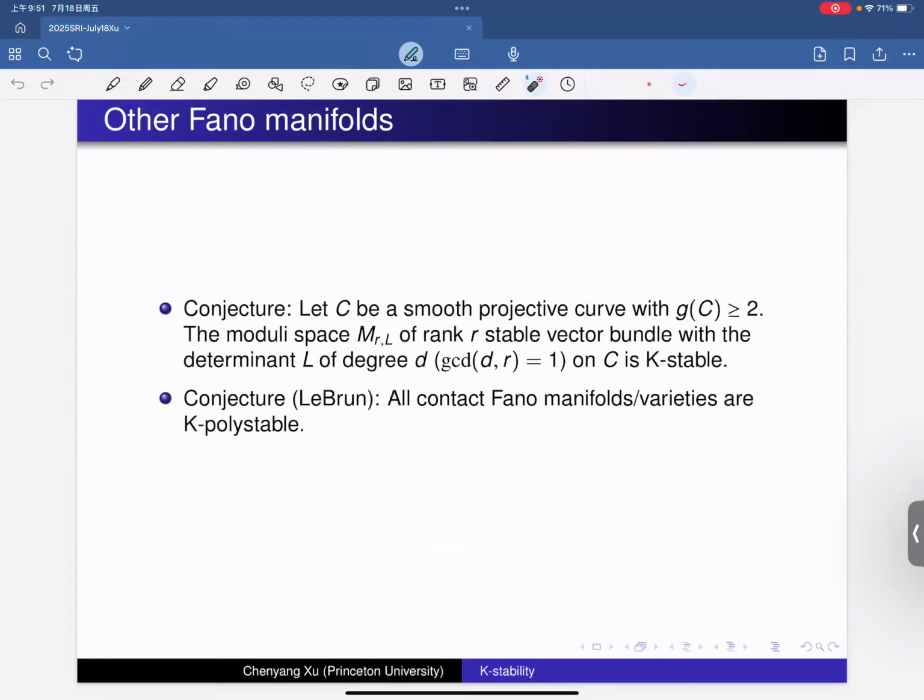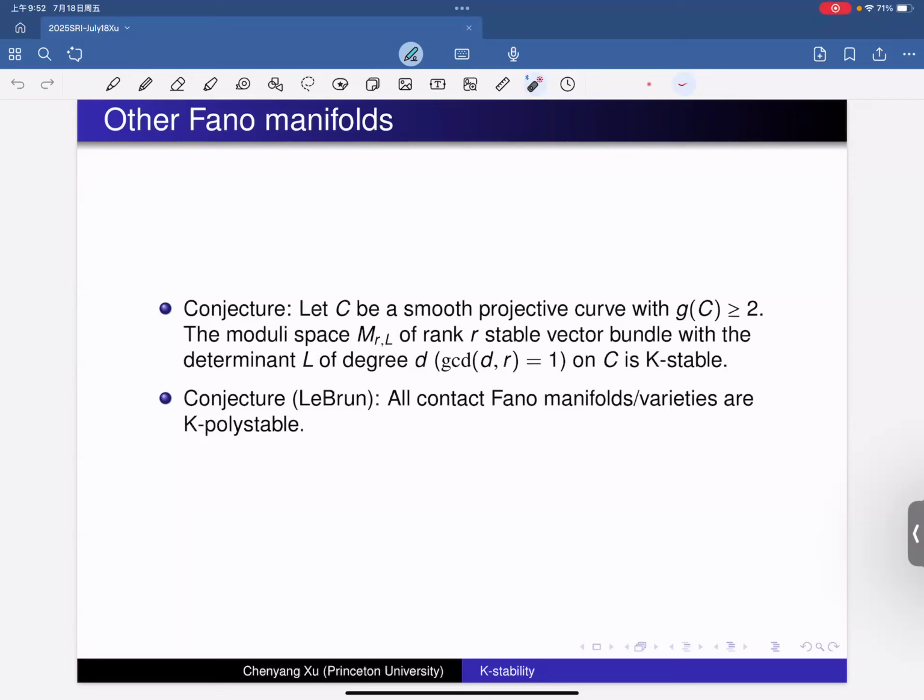Okay, so let me just mention there are some other very interesting Fano varieties which people want to prove are K-stable. Here I list two coming from somewhat different theory. The first one is basically the moduli space of vector bundles, and we expect it to be K-stable. There is some result in the rank 2 case by James McKernan's student, sorry, I forget his name. But in general rank, there is absolutely no result.